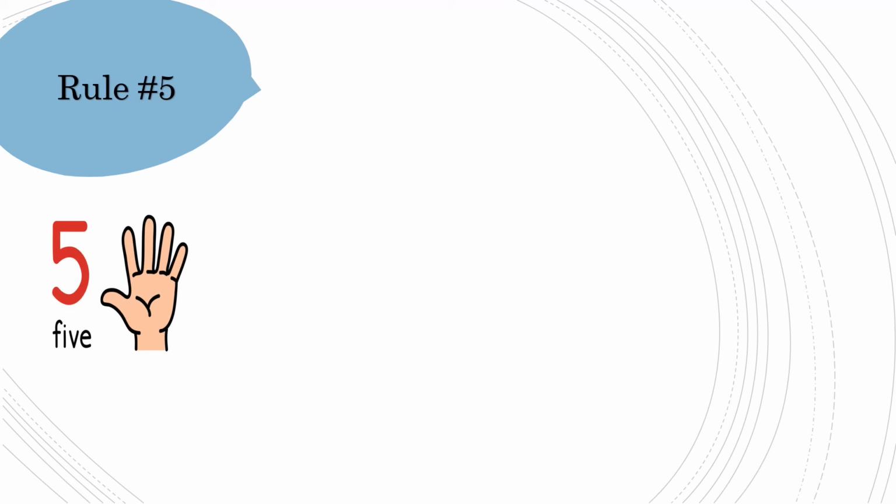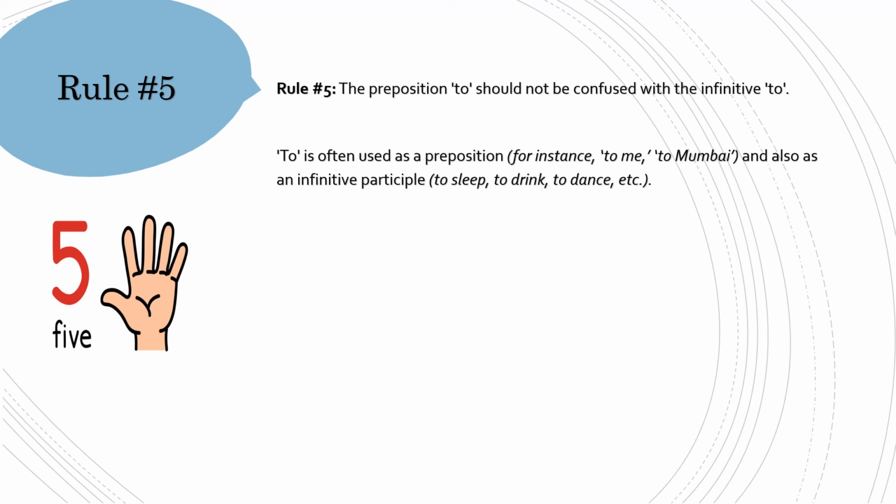Rule number 5, the preposition to should not be confused with the infinitive to. To is often used as a preposition. For instance, to me, to Mumbai, and also as an infinitive participle. To sleep, to drink, to dance, etc.